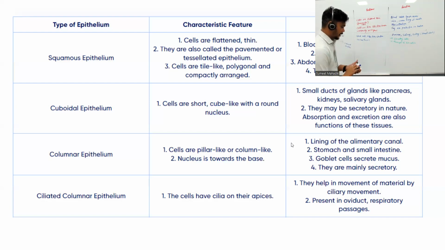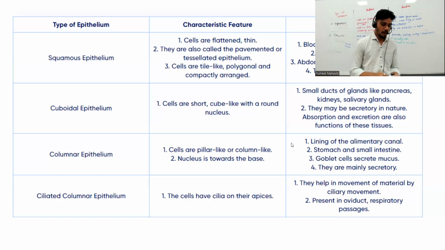Now the next one is columnar epithelium. Write it down, the third one is columnar epithelium. What is columnar? Pillar-like structure. These are the cube-like structures, and these are pillar-like structures, or we can say column-like structures.